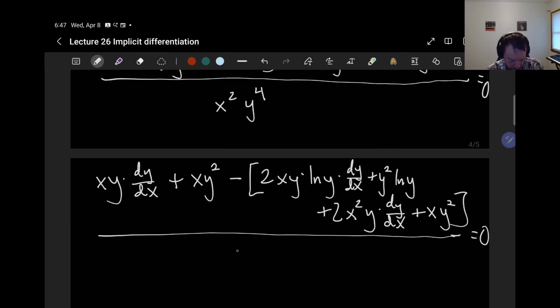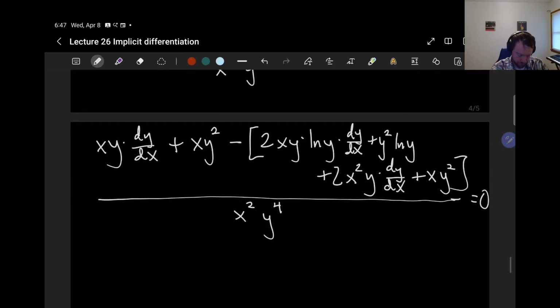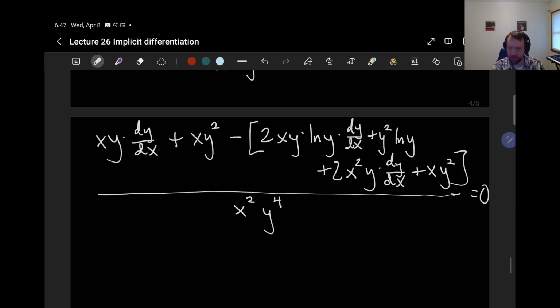This will all be equal to 0 and over x squared y to the fourth. Okay, so took care of that. Now would be a good time to distribute this negative, and then we can see how things combine, if at all.